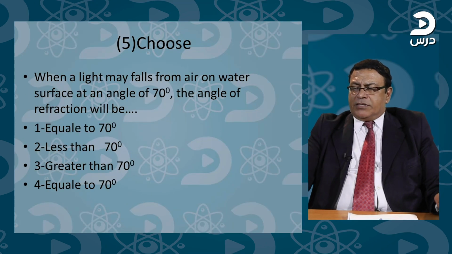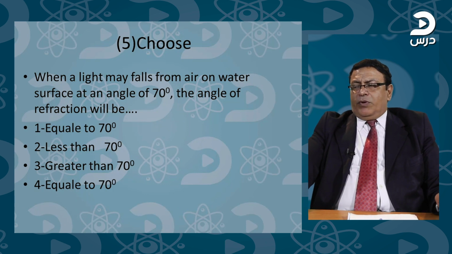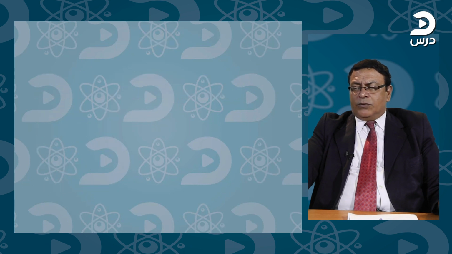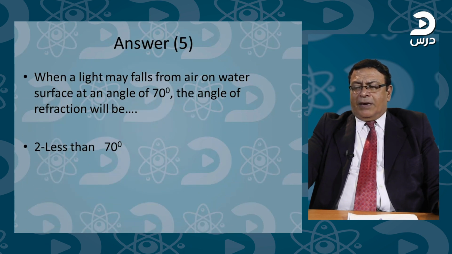طبعا questions number 5 بيقول when the light falls from air on water surface at an angle of 70 degree, the angle of refraction will be هل هو equal 70 ولا less than 70 ولا greater than 70 ولا equal to 70؟ طبعا الانسرز less than 70.